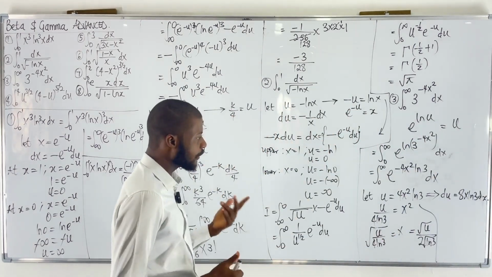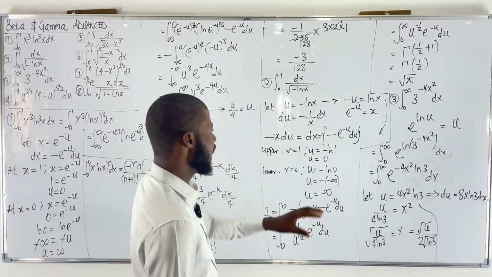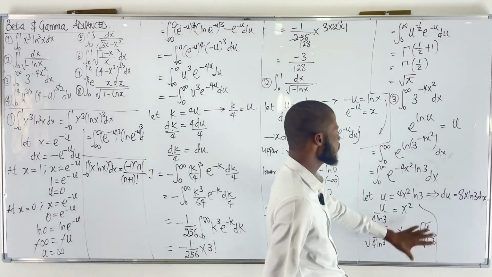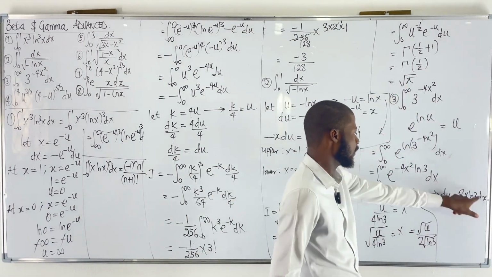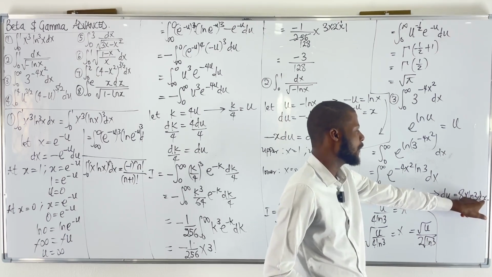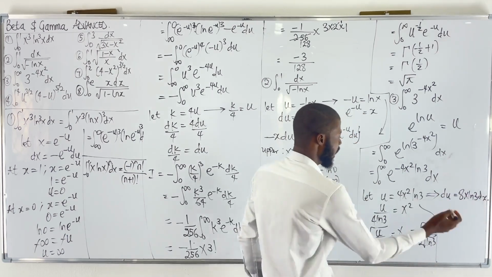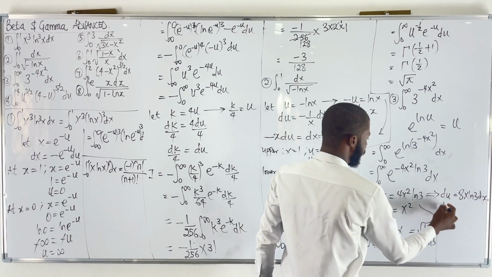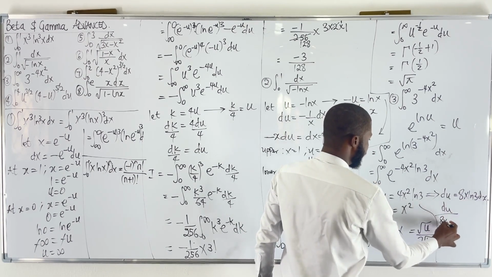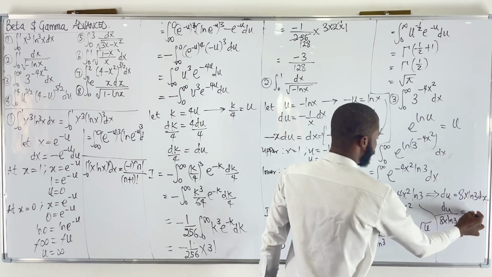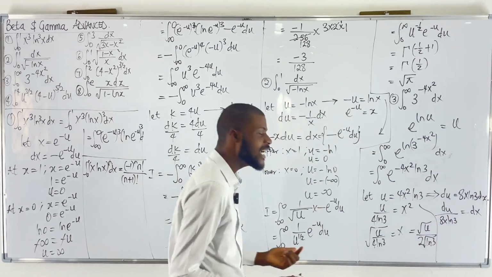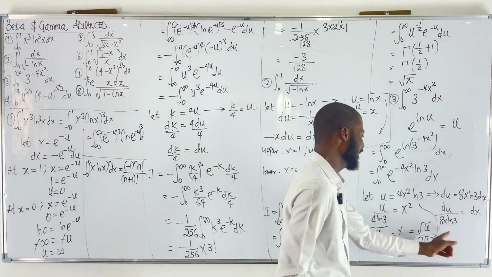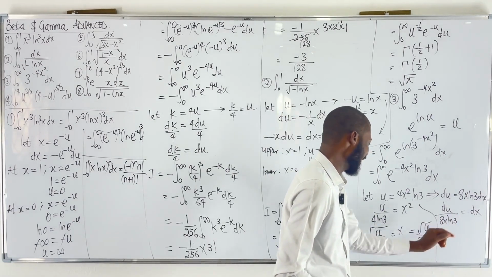Now what I'm going to do next is make the dx stand alone, because when I'm solving this, I want to remove this dx. So what I have to do is divide both sides by 8x ln 3. So we're going to have du divided by 8x ln 3 equal to dx. But again, remember that x should not be here.